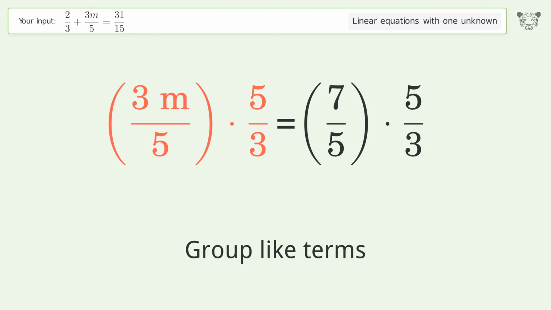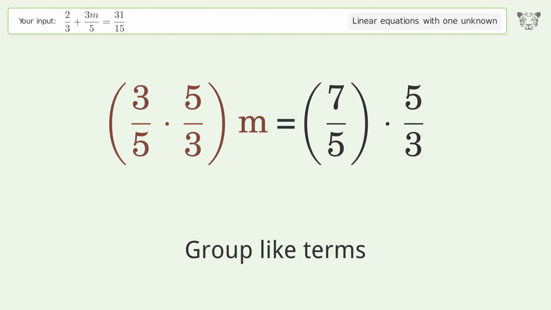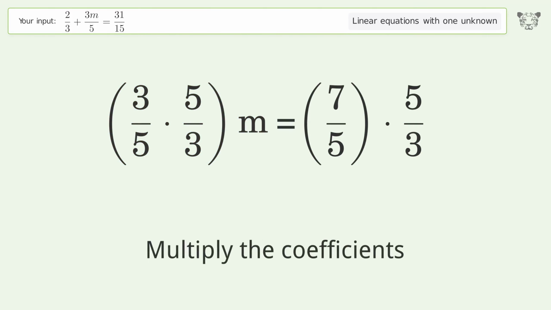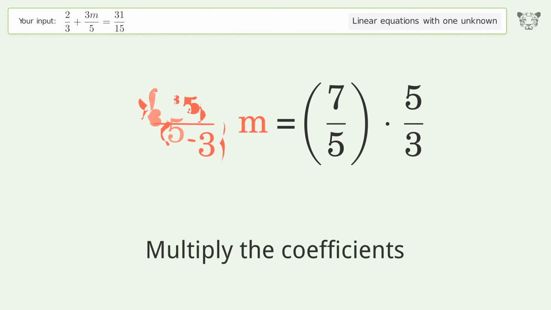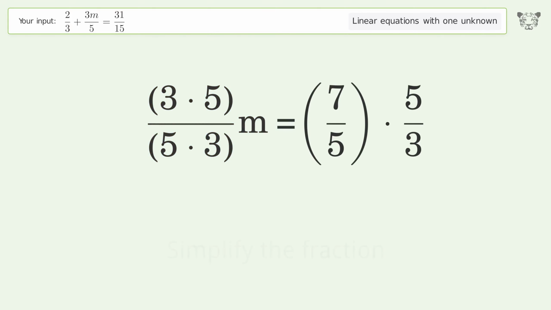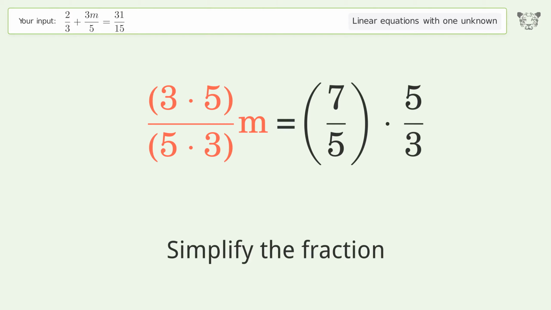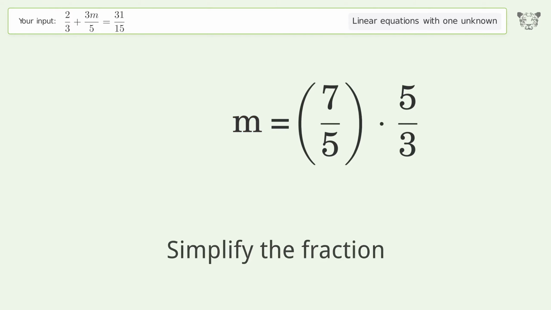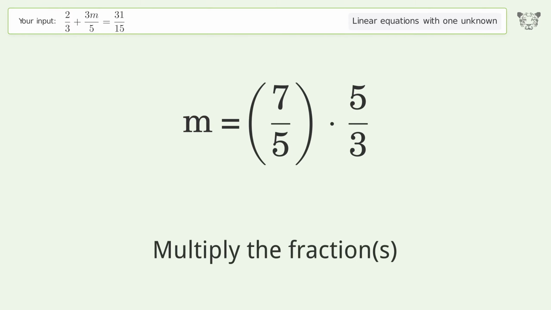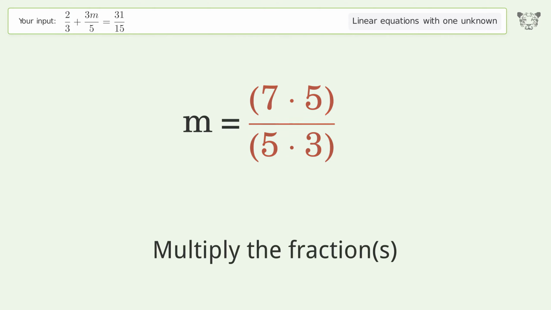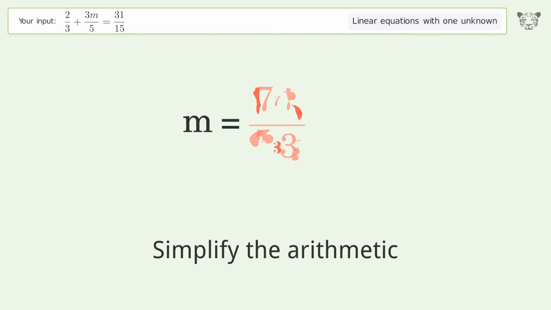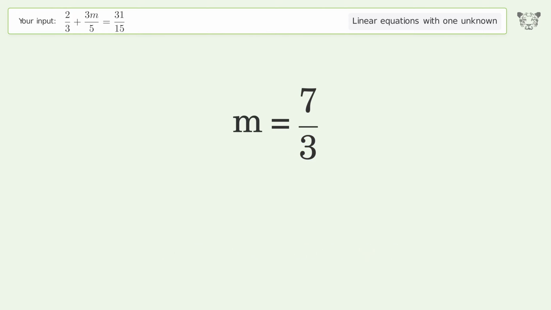Group like terms. Multiply the coefficients. Simplify the fraction. Multiply the fractions. Simplify the arithmetic. And so the final result is m equals 7/3.